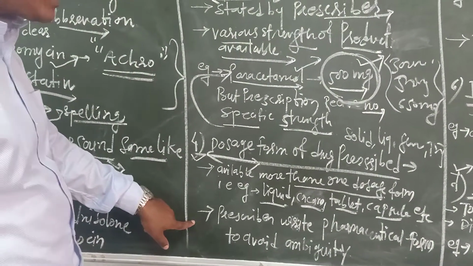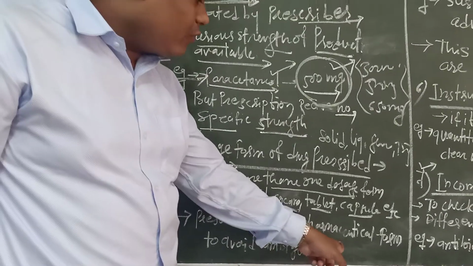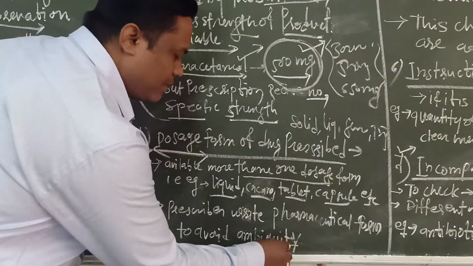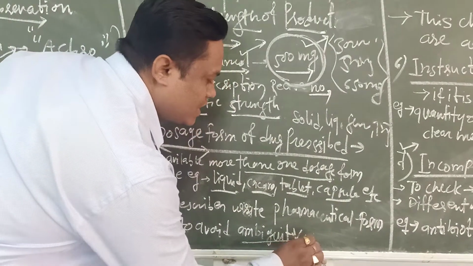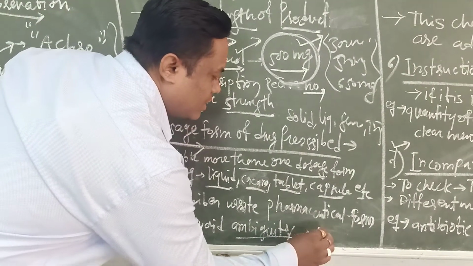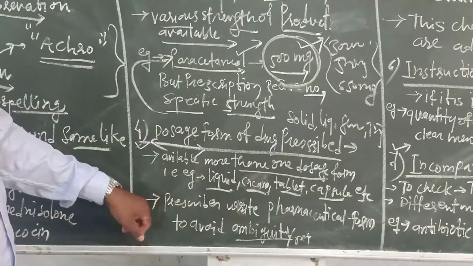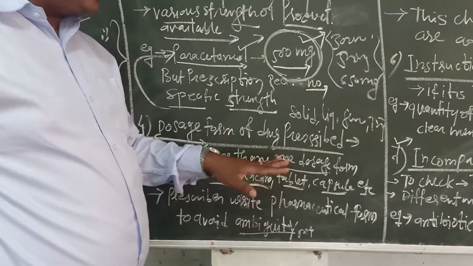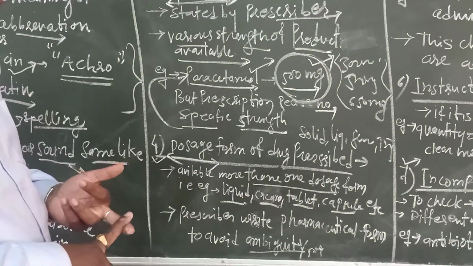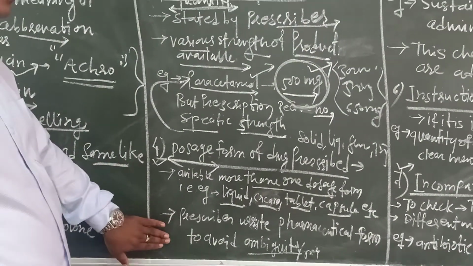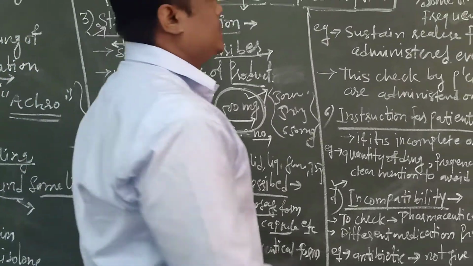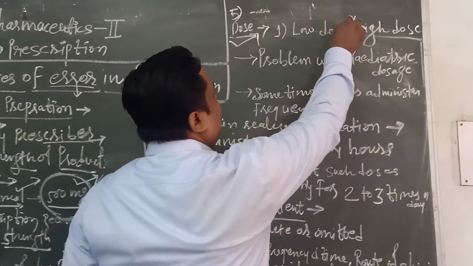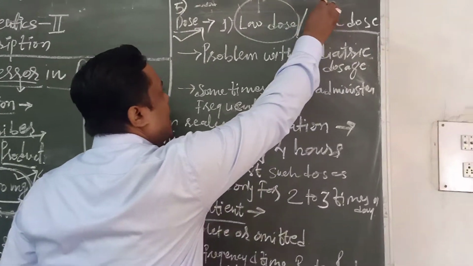Then it is up to the prescriber to write the suitable pharmaceutical form to avoid ambiguity. Ambiguity means not clear. The prescriber should clearly write the suitable dosage form for dispensing of the drug, whether it is solid dosage form, liquid dosage form, semi-solid dosage form, etc. Then next is the dose. Doses are available as, for example, low doses or high doses.